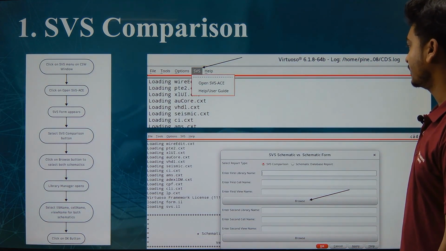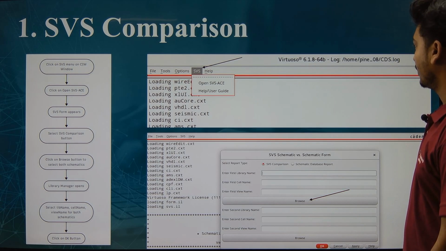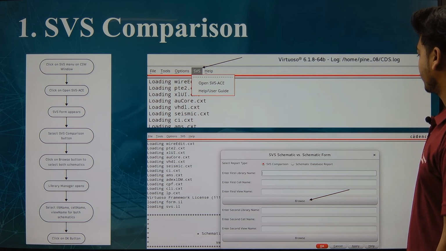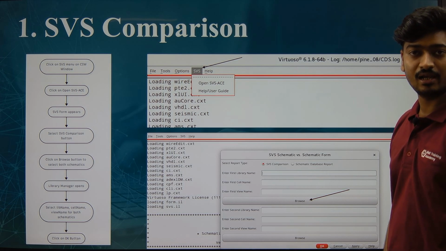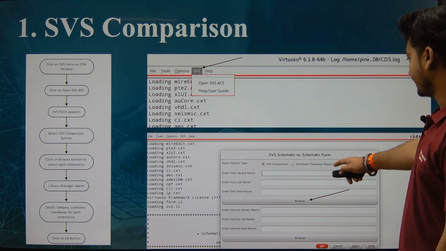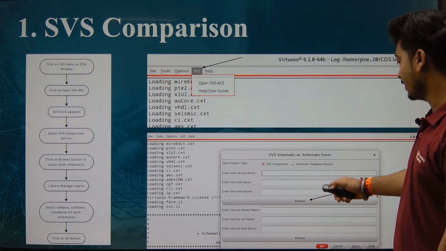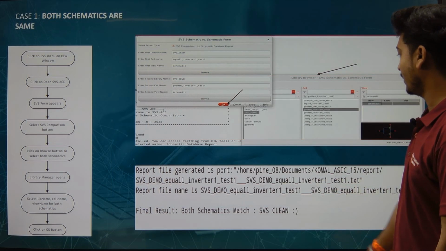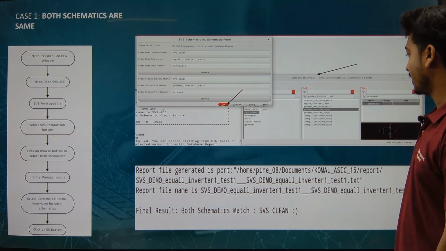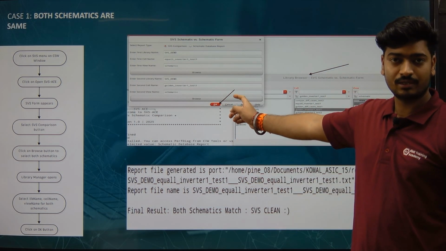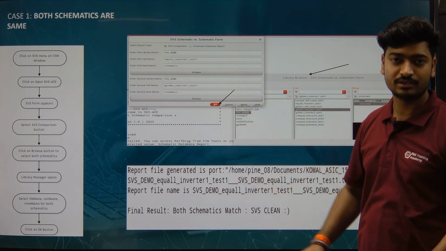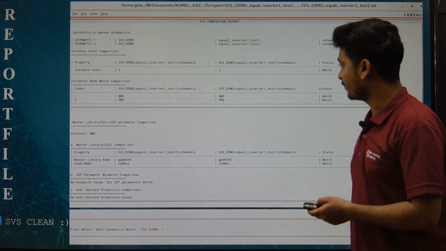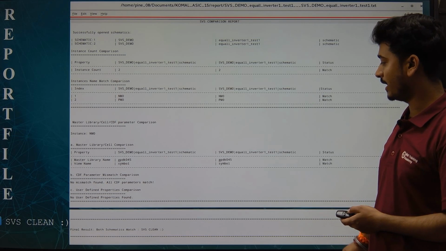Move to the next slide. This is our interface, in which you see on the menu bar that our SVS menu is attached, with two options: open SVS ACE and help user guide. There is a form in which you have to select the library, cell and view name by clicking on the browse button. You can see the form is filled, and on this path our report is generated and saved. There are 6 fields, and you have to enter all 6 by selecting the browse button.